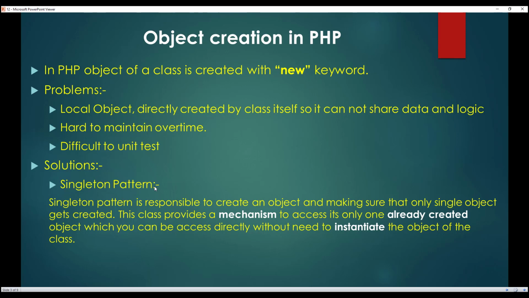So here is the proper definition of a singleton pattern. The singleton pattern, you can say, is responsible for creating an object and making sure that only one object gets created. Actually, this class provides a mechanism to access its only one already created object, which can be accessed directly without needing to instantiate an object of this class. We do not instantiate the object of this class again, although we access the already created object.